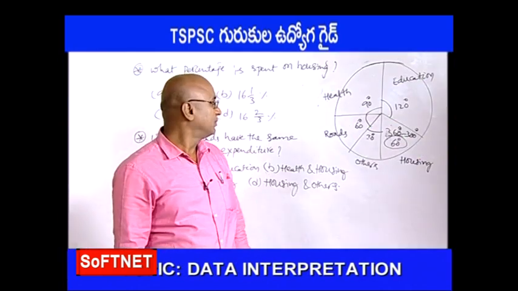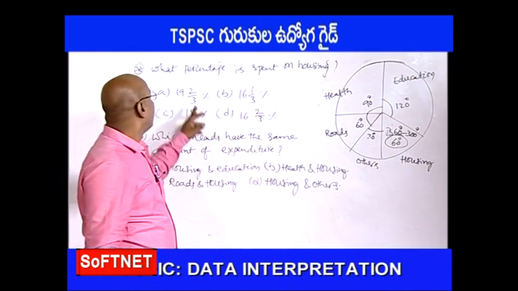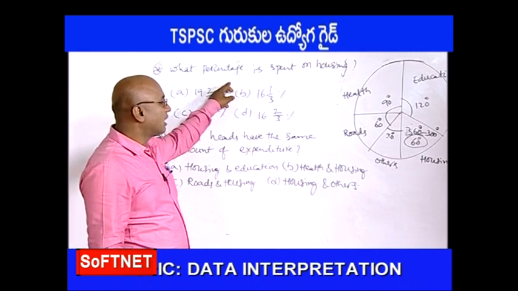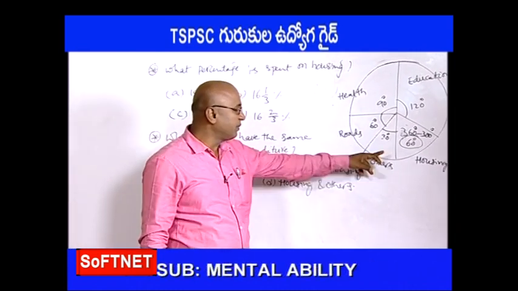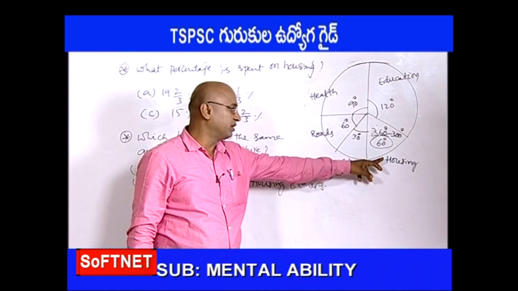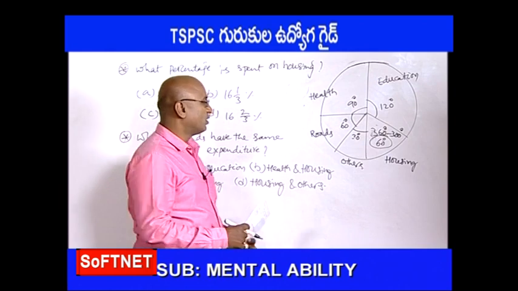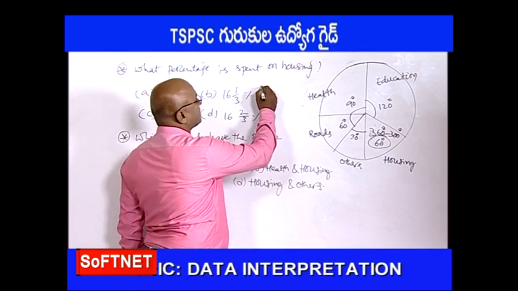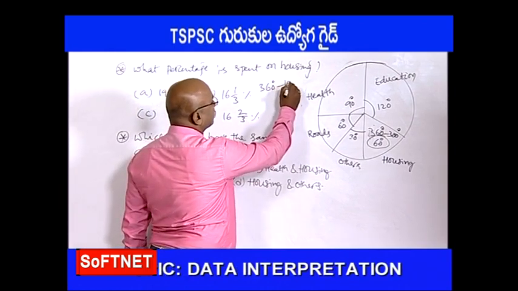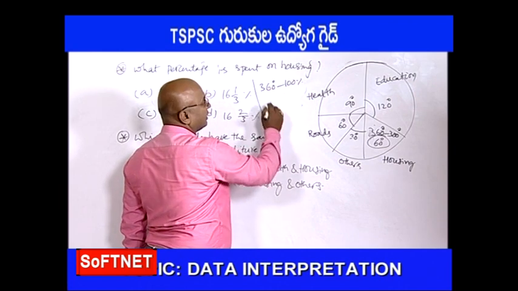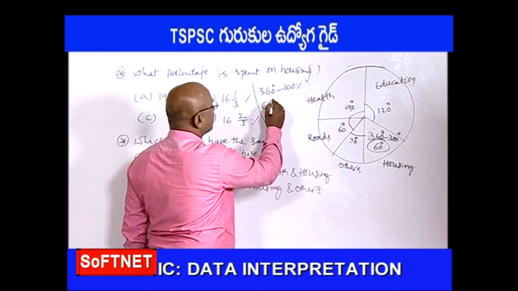The next problem in this is, what percentage is spent on housing? He is asking what percentage we spent on housing. The housing value, 60 degrees, we found out. So the total value is 360 degrees. 360 degrees is 100%, we know that. Then 60 degrees is how much?